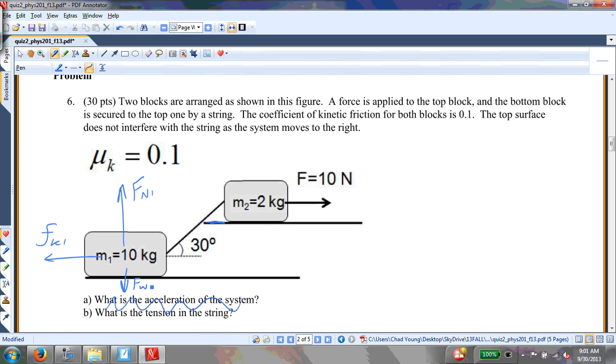This is Fw1, and then you have the tension in the string, Ft. Now the tension in the string is the same for both. So over here I have the tension in the string. I also have the kinetic frictional force. Let me just draw it with the color. Of the kinetic frictional force.